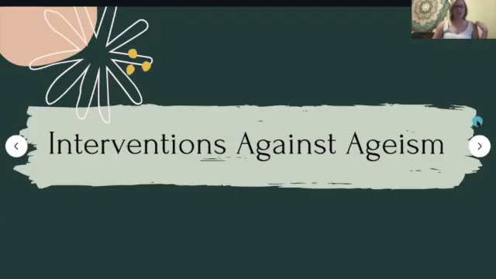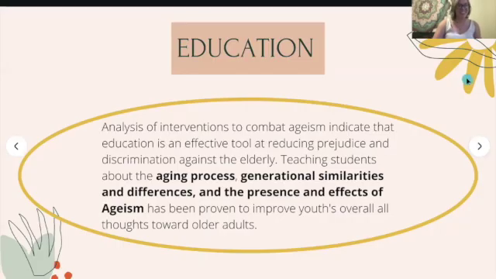So here are some interventions against ageism. Just to reiterate, ageism is prejudice against older adults because of their age and because there's lots of stereotypes surrounding their mental capacity and things such as that. So these are some interventions against specifically ageism, and later we're going to talk about interventions against adultism. So right now, the first intervention against ageism is education.